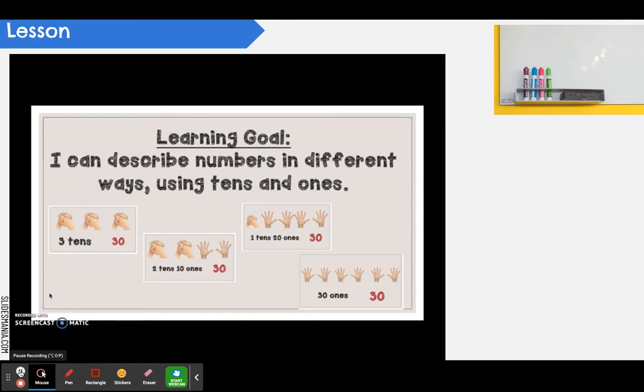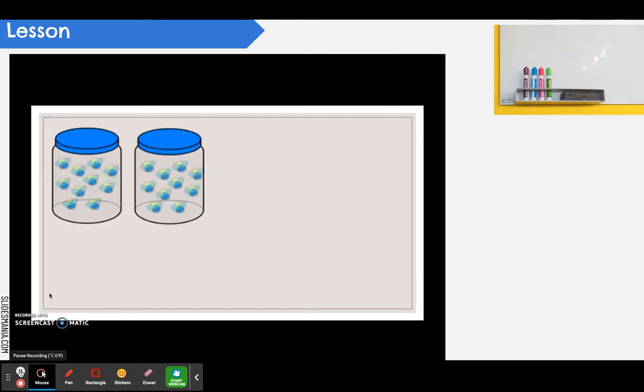So we'll just have to wait and see. But we're going to talk about different ways to describe the same number. Here we go. All right, here's a picture of some fireflies.